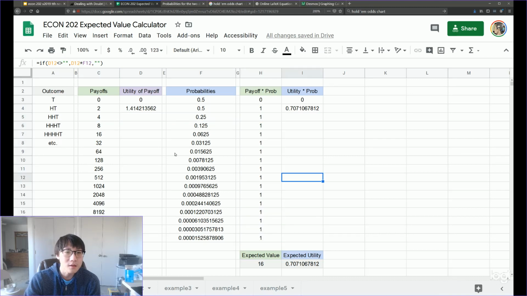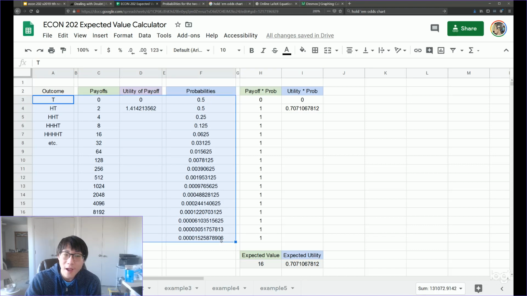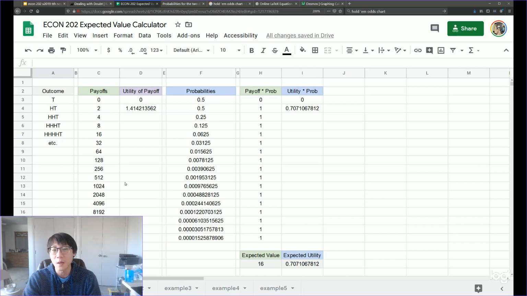Okay, and how many of these potential outcomes are there? Well, it's infinite, right? Like, I don't have enough rows in this table to represent the full set of possible outcomes, because it is theoretically possible, even though it's very unlikely, that I could be playing this game for like 20 turns or 30 turns.